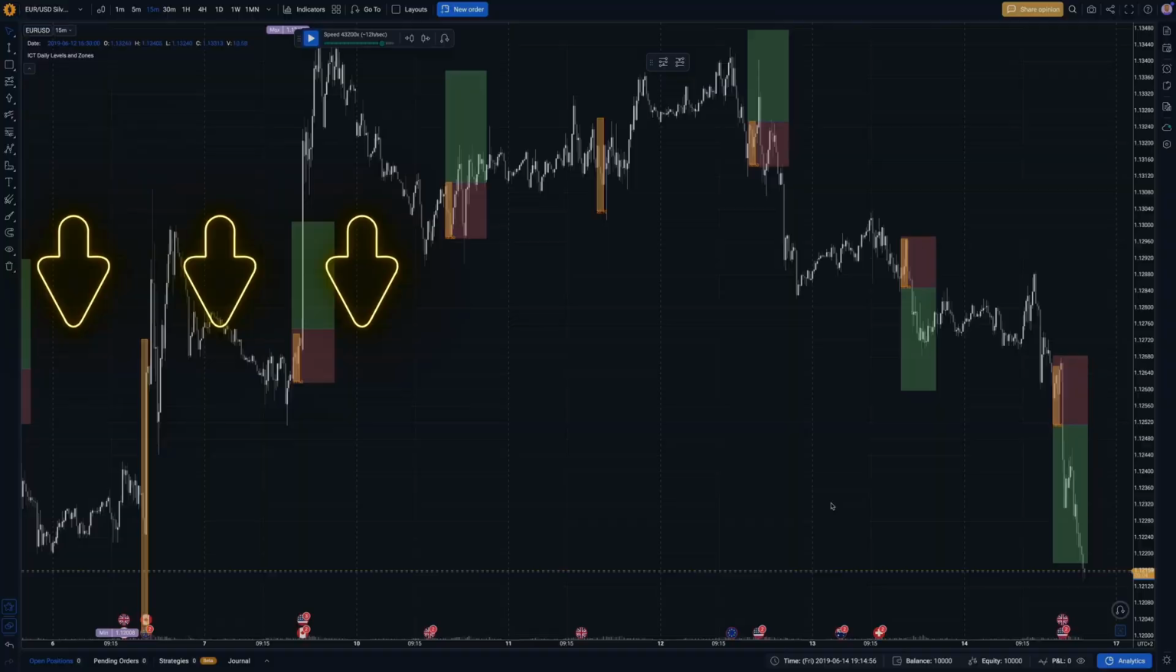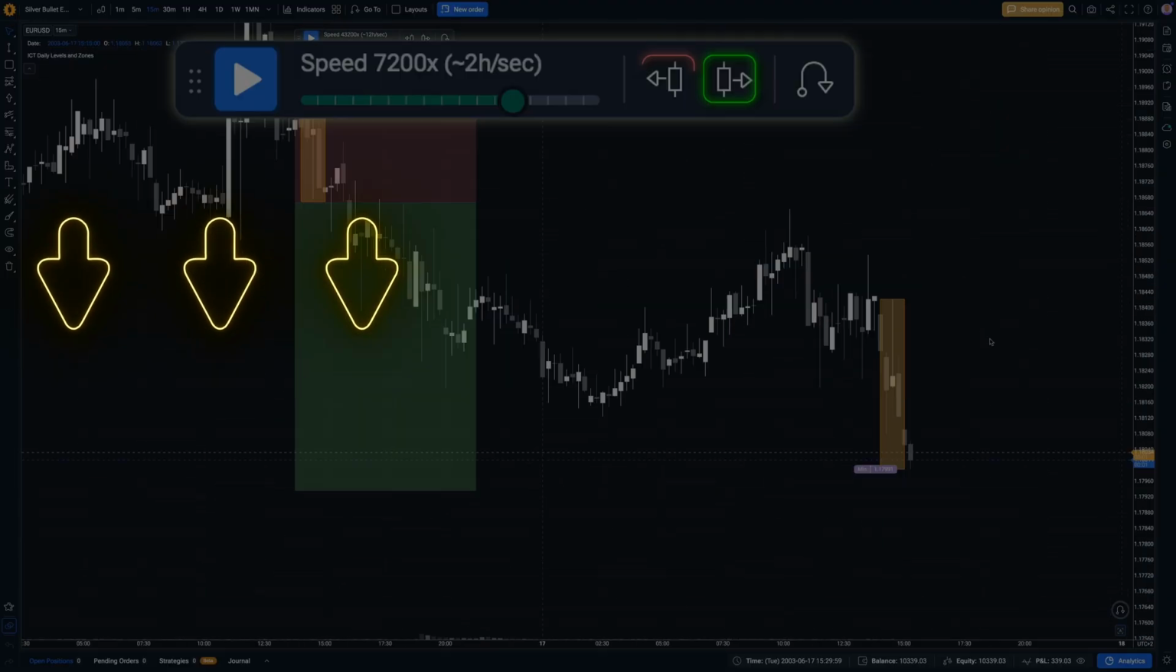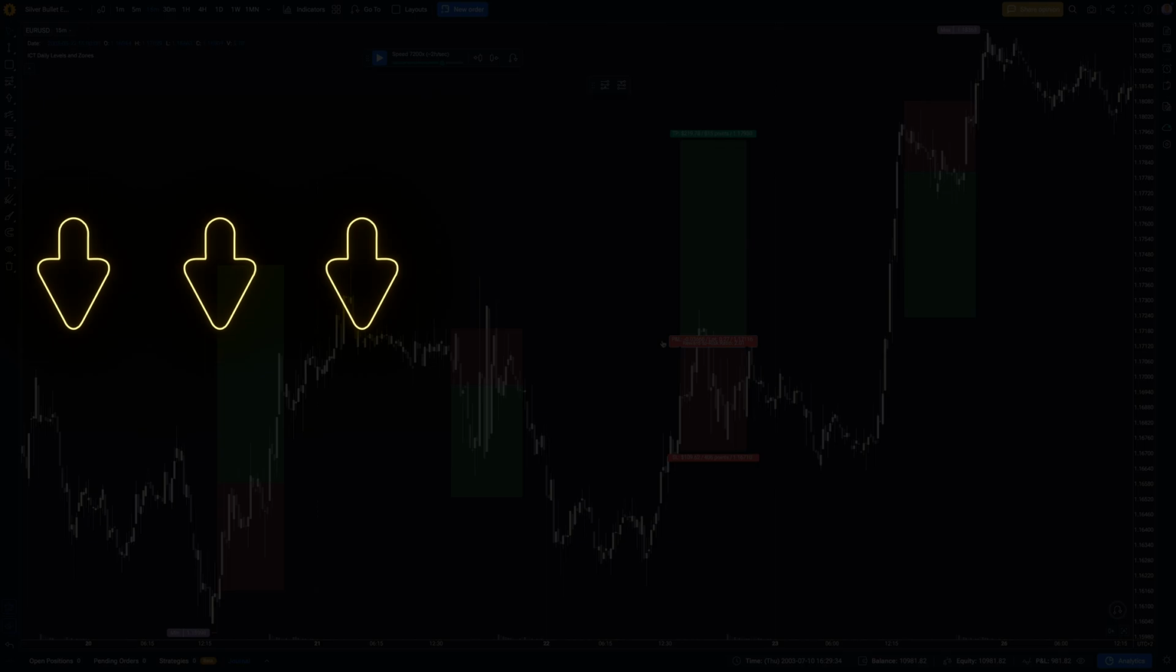Have you heard of the silver bullet trading strategy? In this video, we backtest it with real data to see if it delivers on its promises.